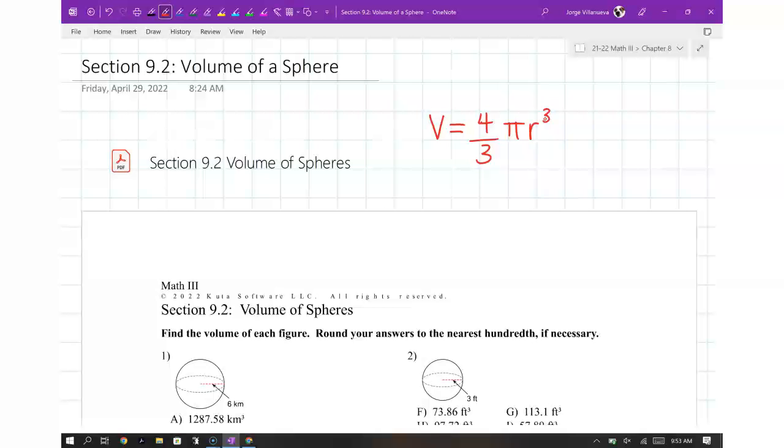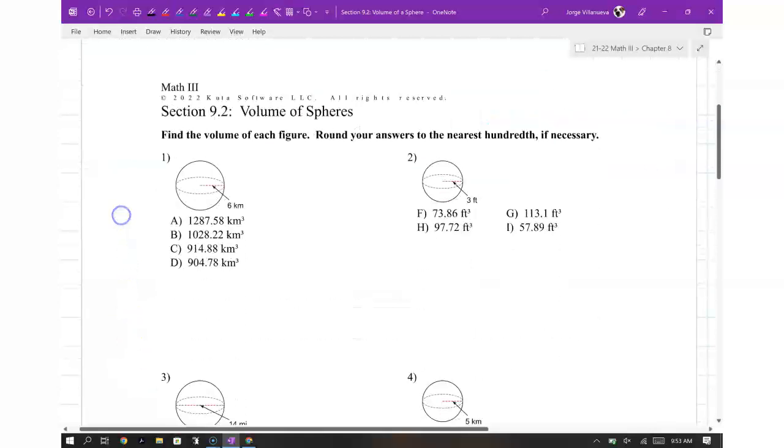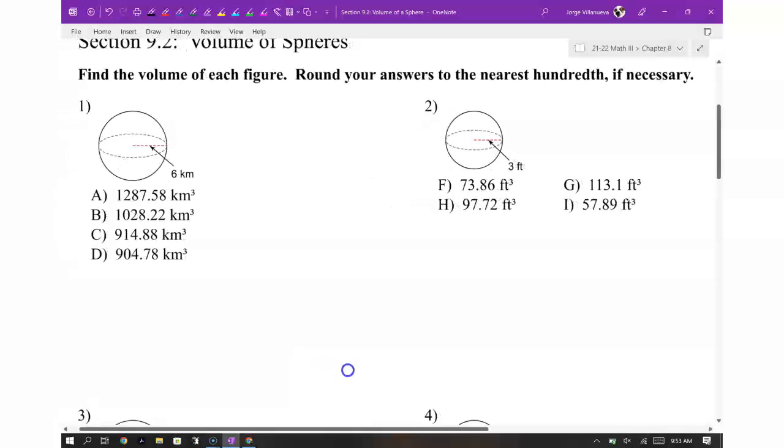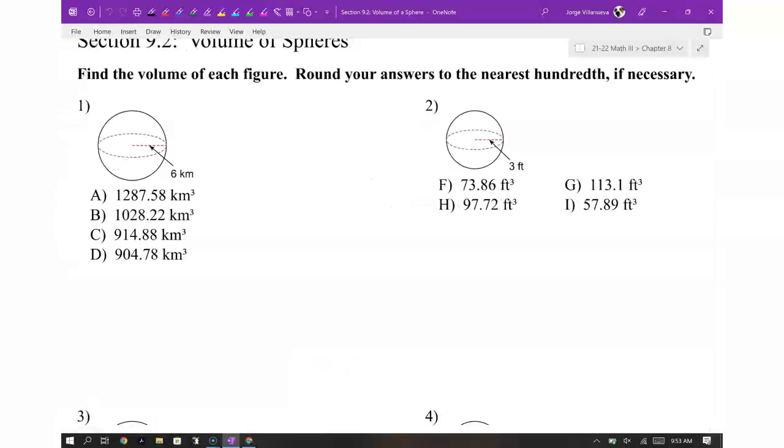Now, you're going to get questions of two types, and I'll write this out again. Notice right here they say, find the volume of each figure, round your answers to the nearest hundredth. So we're going to have decimal answers here, okay? So having a calculator would be helpful, and I'll show that right now when we get into it. But we're going to have some decimal answers.